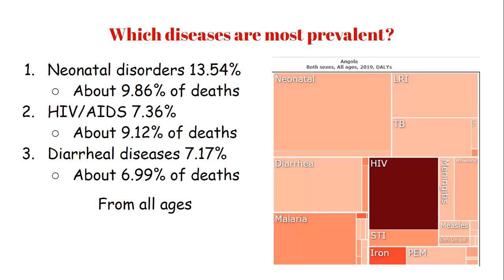The diseases that are most prevalent for this country, we chose 3. The first one is neonatal disorders with 13.54%, HIV/AIDS with 7.36%, and diarrheal diseases with 7.17%. This is from all ages, and you can also see the percentages of deaths due to these disorders. And the graph on the right just shows the most prevalent diseases.